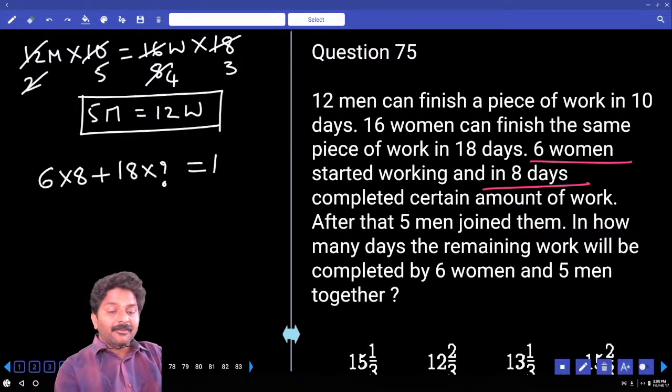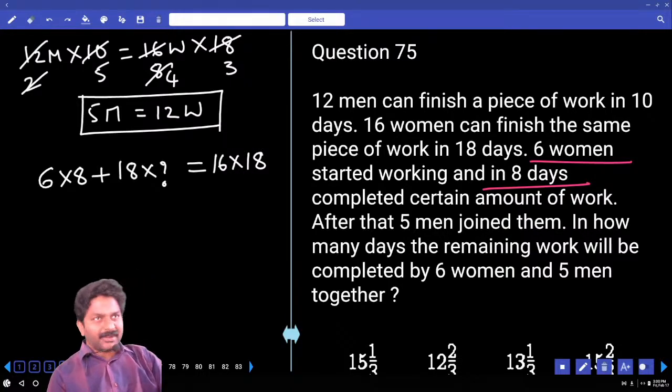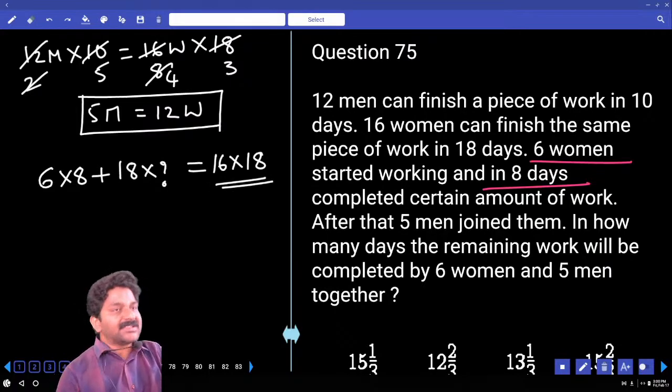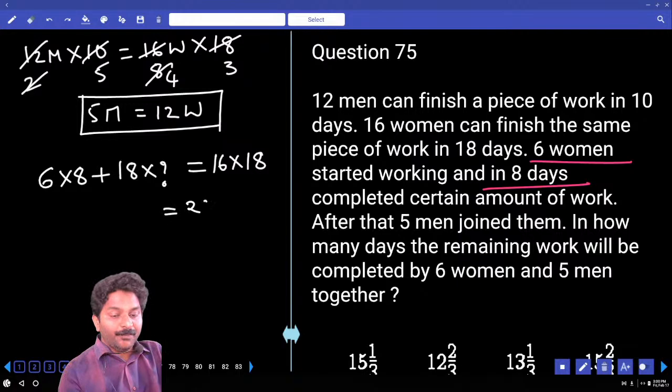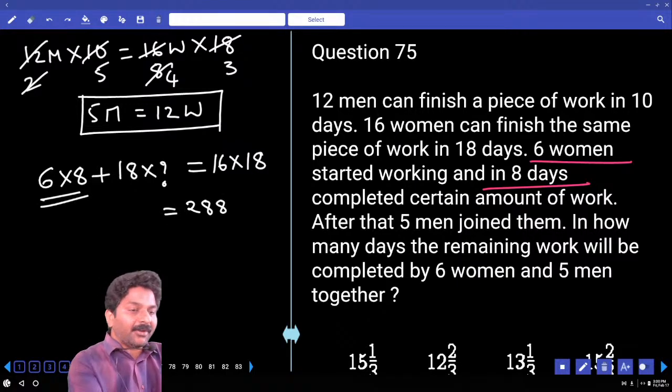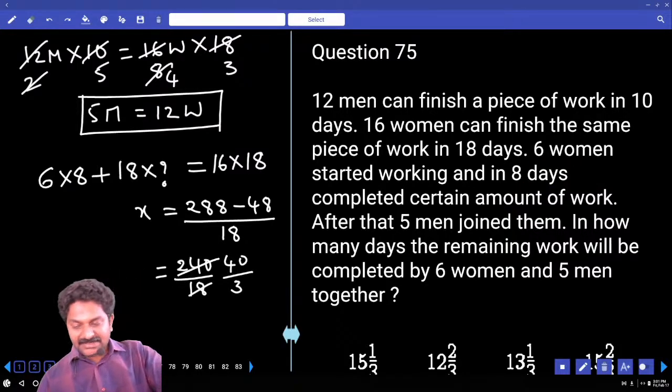As a woman, we already know that 16 women can complete the work in 18 days. M1D1 plus M2D2 is equal to M3D3. That's what I did. Okay. This is 17 square minus 1, 17 minus 1 into 17 plus 1, 17 square minus 1. 288. 6 into 8, 48, goes to the other side, minus 48. Then x value is equal to 240 divided by 18. 6 times 3, 40 by 3, which is 13 1 by 3.